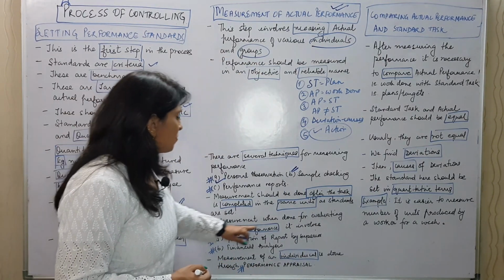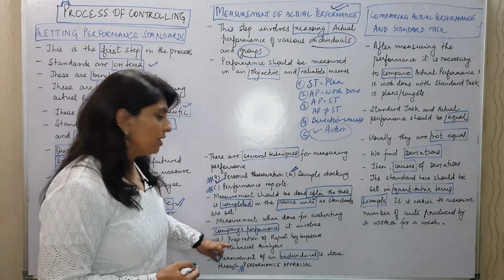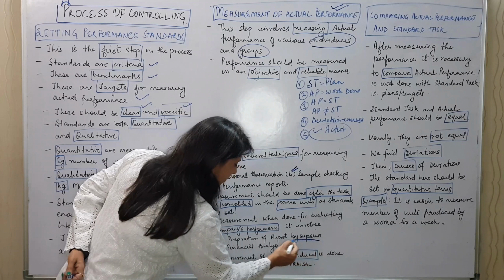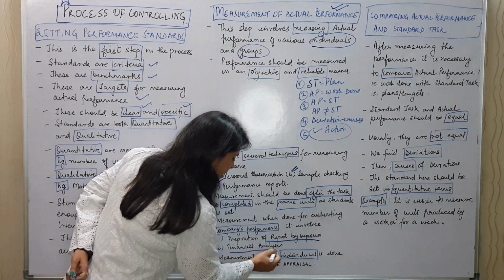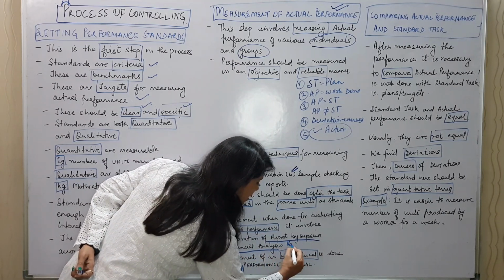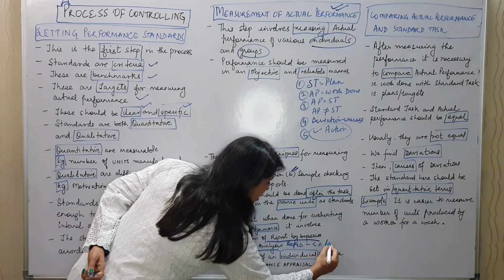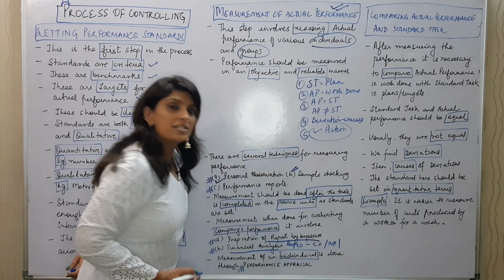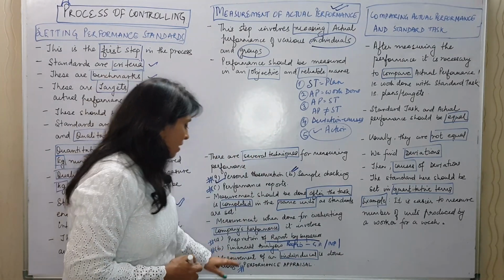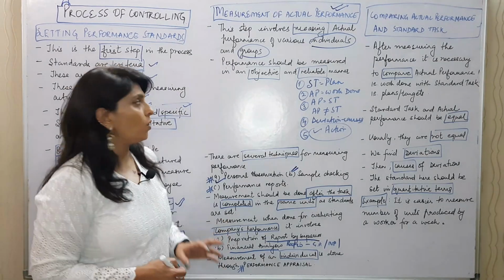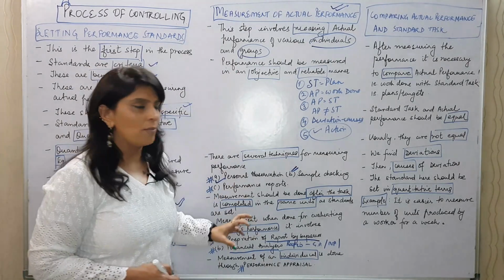Now, measurement when done for evaluating a company's performance involves preparation of a report by the superior. So the superior prepares a report, and financial analysis. Here we are talking about the ratios which you have in your accountancy, like gross profit ratio, net profit ratio, solvency ratio. So many ratios are there. Measurement of an individual is done through performance appraisal. So this is what we talk about when we talk about measurement of performance.